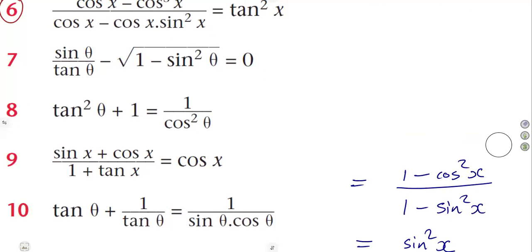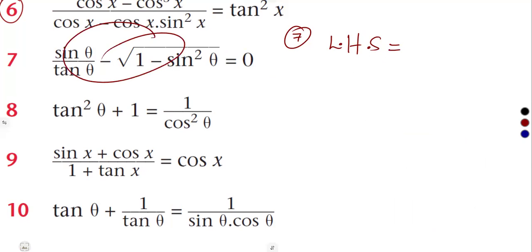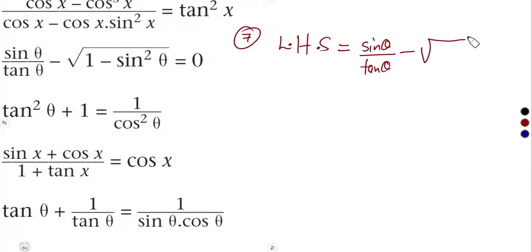Let's see number 7. The whole left-hand side is supposed to be equal to 0. All right, let's see. It's an interesting question indeed. Let us just start to solve, guys. Left-hand side is equal to sine of theta over the tan of theta, minus the square root of 1 minus sine squared of theta. Everything is supposed to give us a 0.